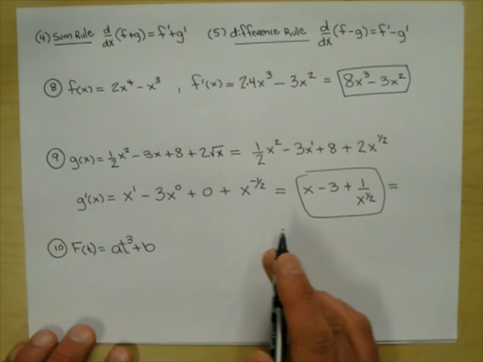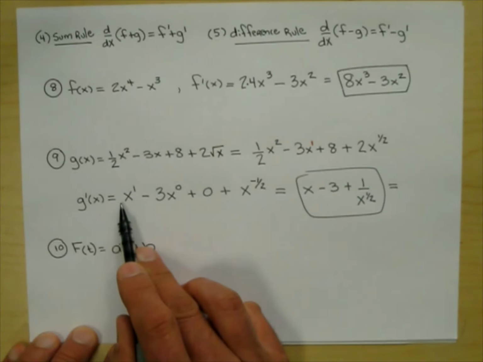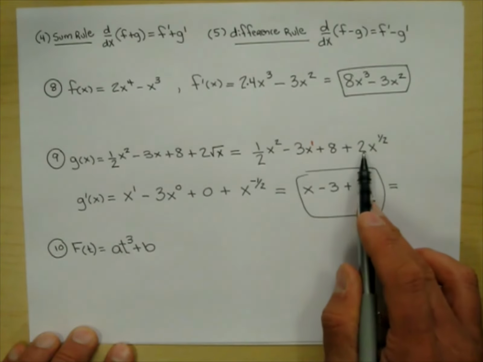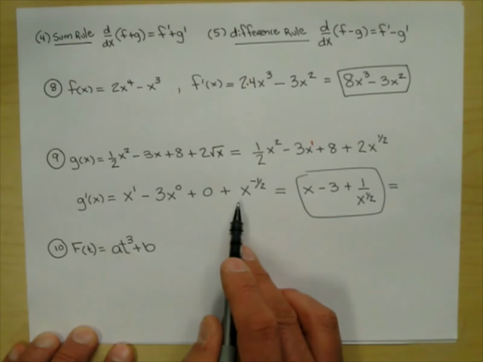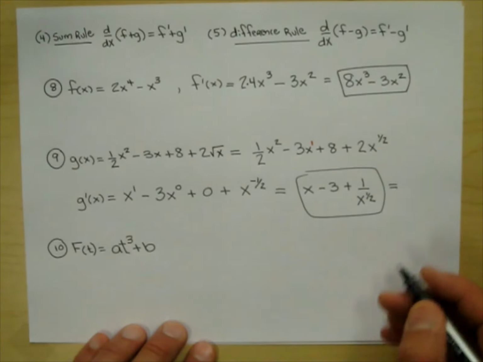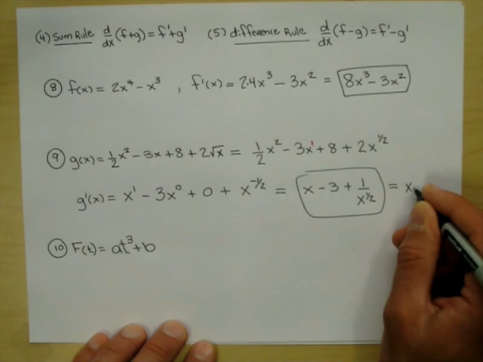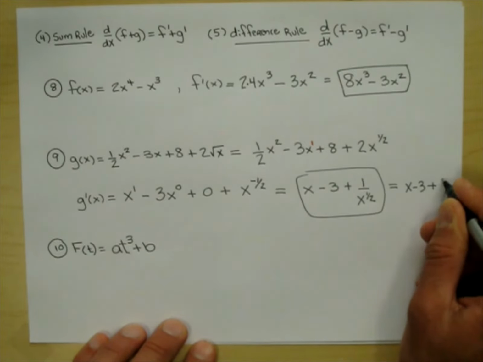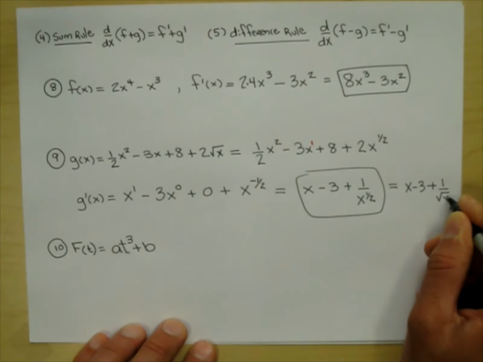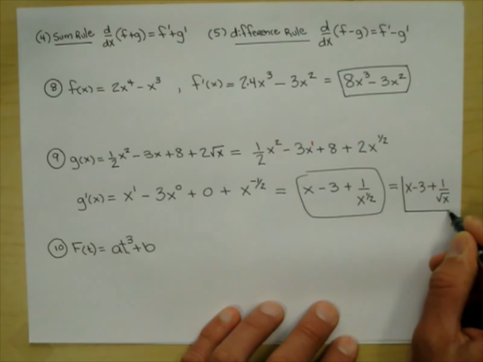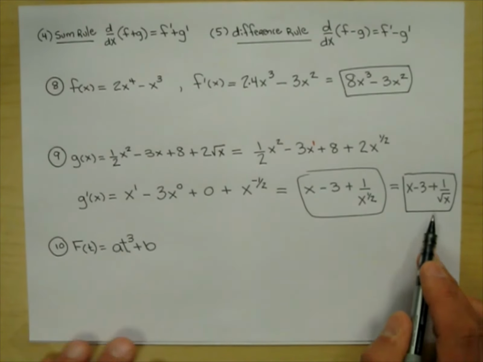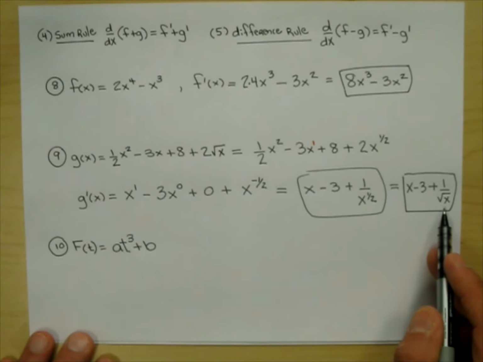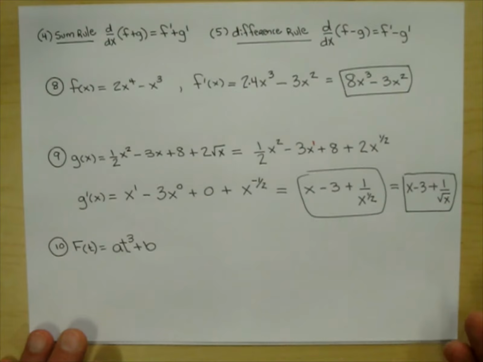Now, I did skip some steps. I didn't write the 1/2 times 2 in front of here, and I didn't write the 2 times 1/2 in front of this one. So, sue me on that one. So, x minus 3, and then this is plus 1 over root x. This is for all you math nerds out there. Look at this, we're just partying with the square root of x. So there it is. That's how you do derivatives.